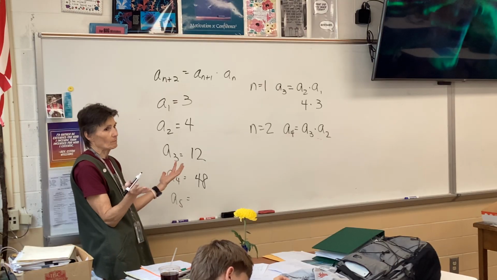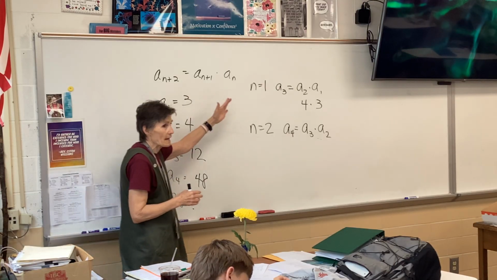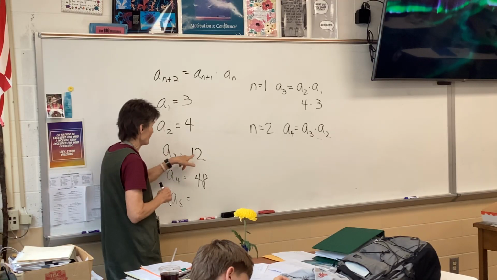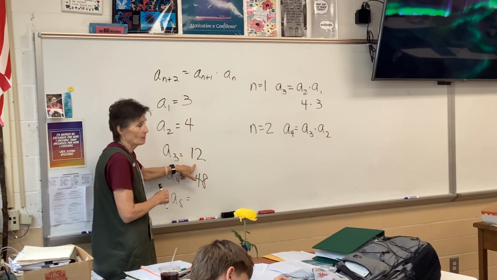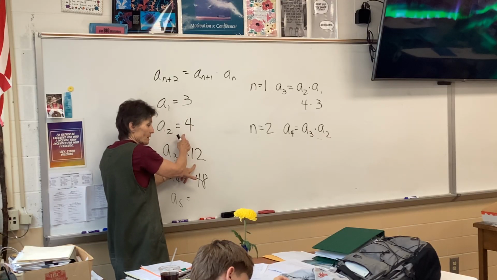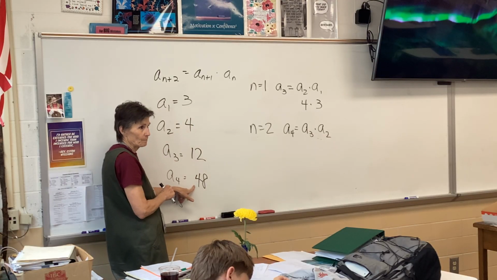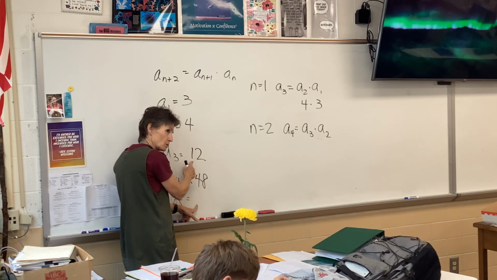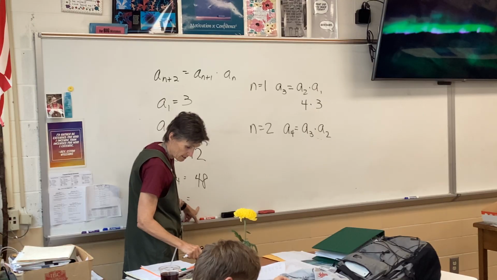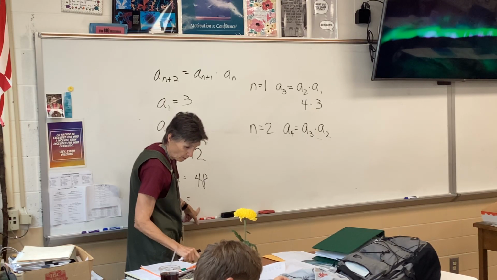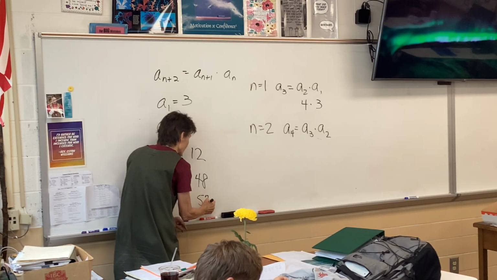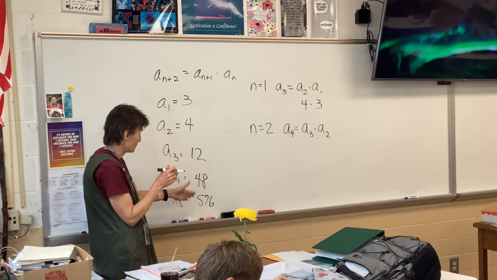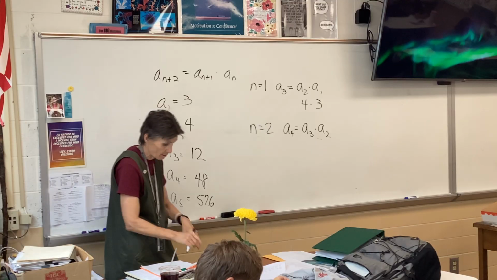Now, once you figure out what's going on, you don't need to write everything out. Certainly you can if you want to, but basically, where did this 12 come from? We multiplied those two. And where did the 48 come from? 4 times 12. We multiplied these two. So what do you think this one's gonna be? 12 times 48, whatever that is. So you don't need to write it all out. Once you figure out the pattern that's developed, you can go ahead and do it without working them all out.